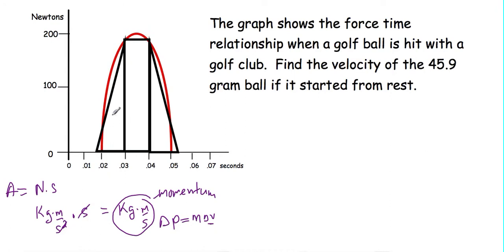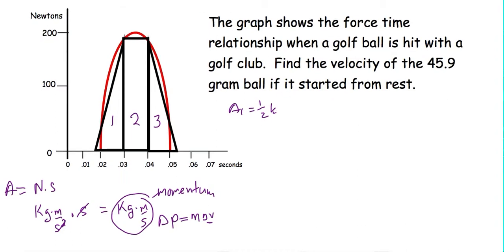So what are we going to do? We're going to approximate area 1, area 2, and area 3. Okay, area 1's a triangle, so area 1 is equal to 1/2 base times height. Now my base is this time, 0.02 to 0.03, which will be 0.01 seconds, times the height, which will be 200 newtons. So when I multiply this out, it comes out to 1 newton second.